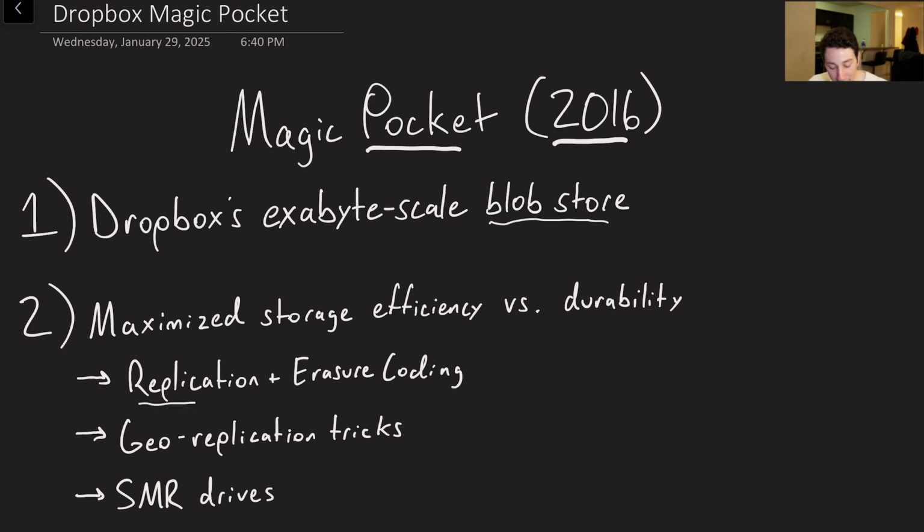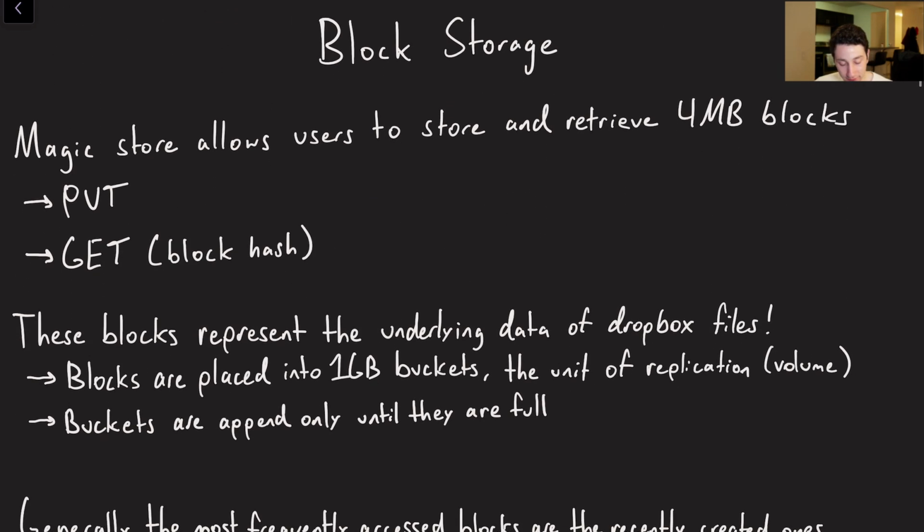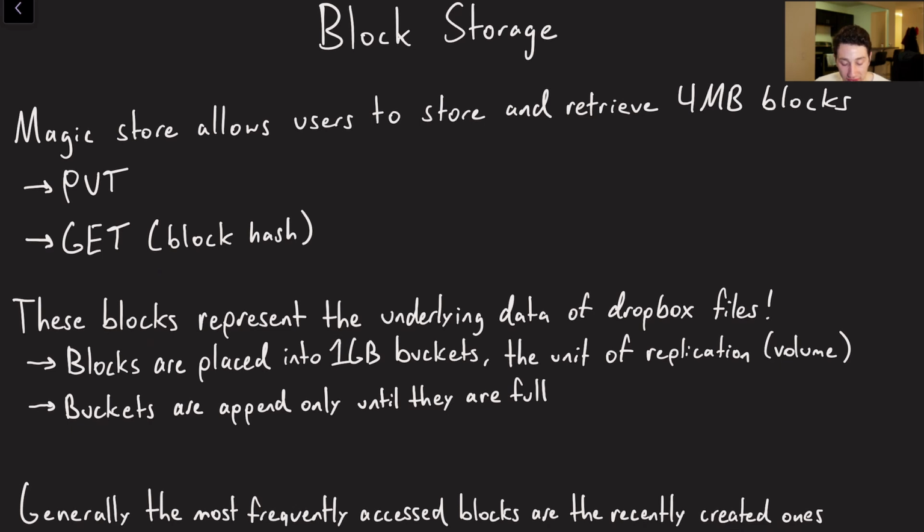Maybe they'll do normal replication. Maybe they'll do erasure encoding, which we'll talk about later in this video. Maybe they'll do stuff with geo-replication and try and make that less expensive as well so they can store more files per dollar. And then maybe they're even using different hard drive technologies in order to be more efficient. These are all things that we'll talk about in the course of this video.